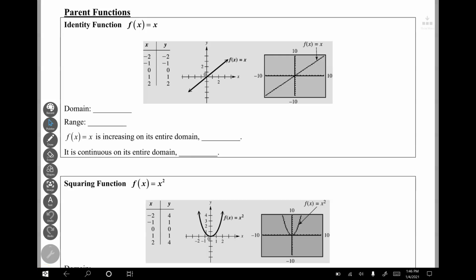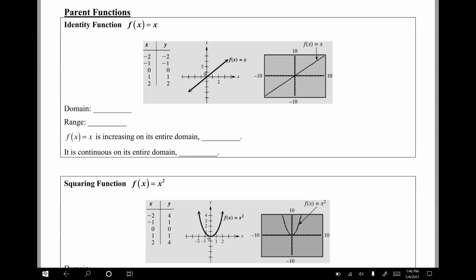Hey guys, this is our first video lesson of the spring semester. We're going to be going over our parent functions. Parent functions are the functions before any transformations have happened. So you're not reflecting it, you're not adding or subtracting anything anywhere. It's just the very basic form of the function.